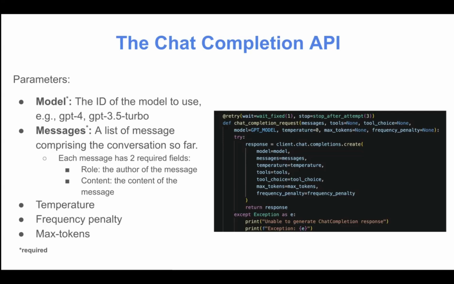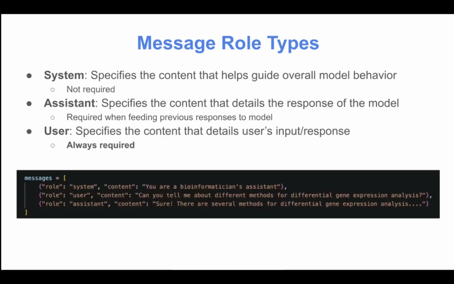And then messages is where we're going to keep track of all the back and forth that's gone on so far, as well as any new prompts that we're providing to it. And each message is going to have two fields, which is the role and the content. So content is pretty self-explanatory. That's the actual text that's being produced. And for the role, we have three different roles that we can have. So system is going to help, like I said before, guide the overall behavior of our model. This is not required, but it can be very helpful.